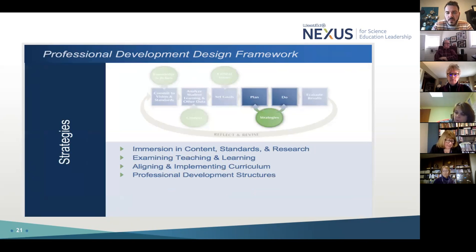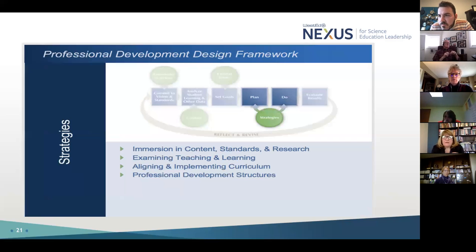I think this is happening often through some version of professional learning communities or cycles of teaching and reflection that involve observation and dialogue among teachers, and the opportunity to do demonstration lessons or a version of continuous inquiry into teaching that looks like lesson study. So, all of those examining teaching and learning strategies combined with immersion and content.